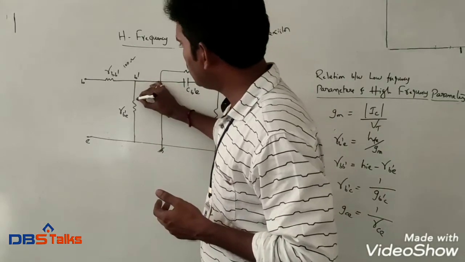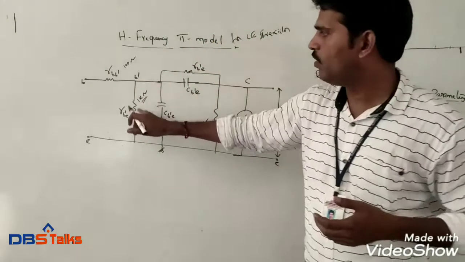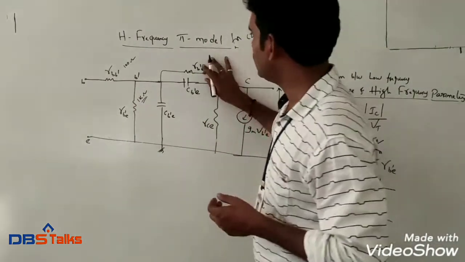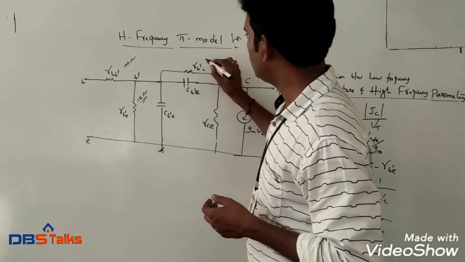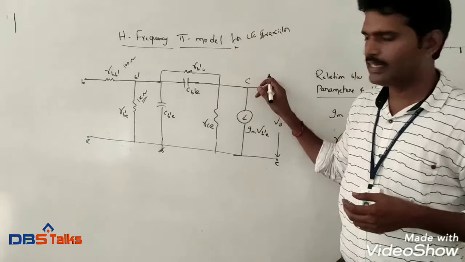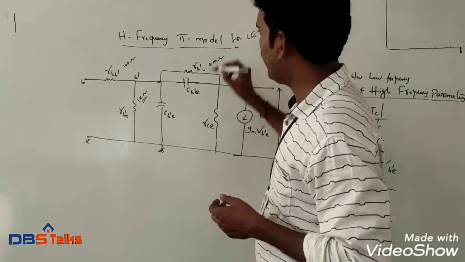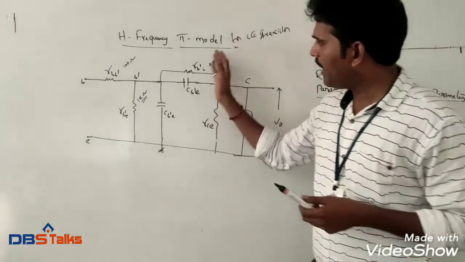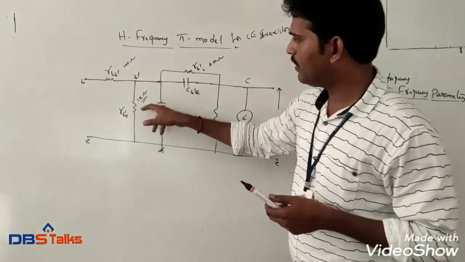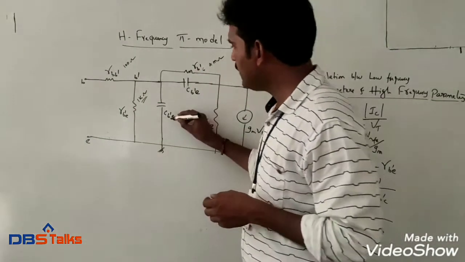So the resistance value is 1 kilo ohm. And RB dash C is the equivalent resistance from the virtual base to the collector. It is nearly 4 megaohms. So here RB dash C is greater than RB dash E, right? RB dash E is nearly 1 kilo ohm, RB dash C is 4 megaohms, and then CB dash E.